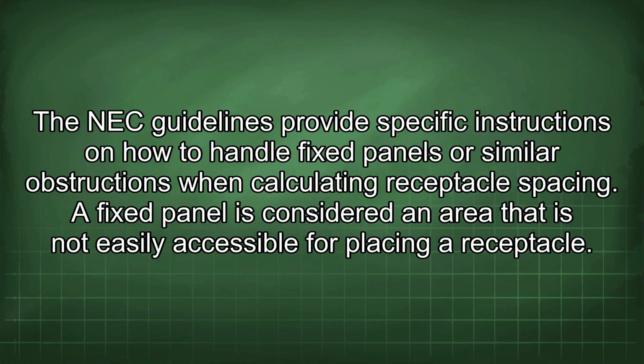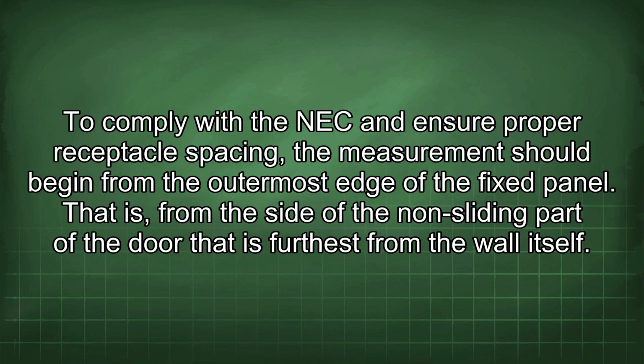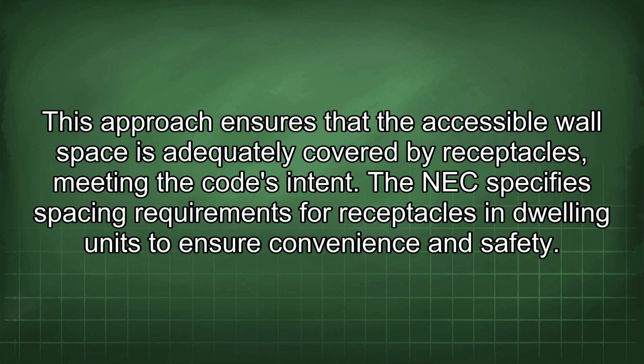The NEC guidelines provide specific instructions on how to handle fixed panels or similar obstructions when calculating receptacle spacing. A fixed panel is considered an area that is not easily accessible for placing a receptacle. To comply with the NEC and ensure proper receptacle spacing, the measurement should begin from the outermost edge of the fixed panel. That is, from the side of the non-sliding part of the door that is furthest from the wall itself. This approach ensures that the accessible wall space is adequately covered by receptacles, meeting the code's intent.